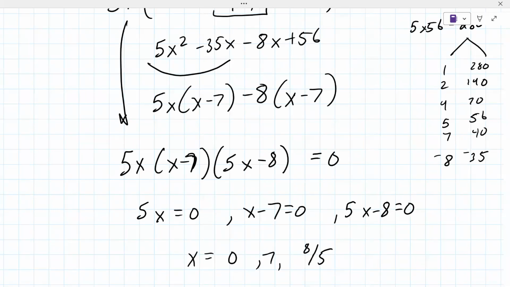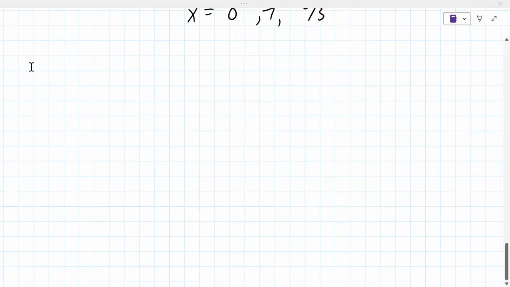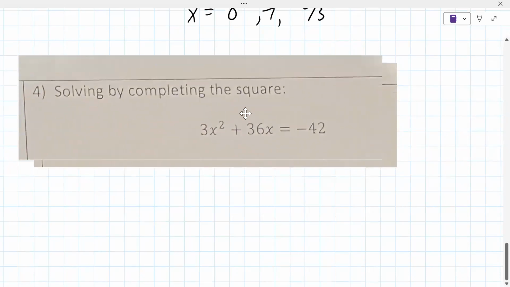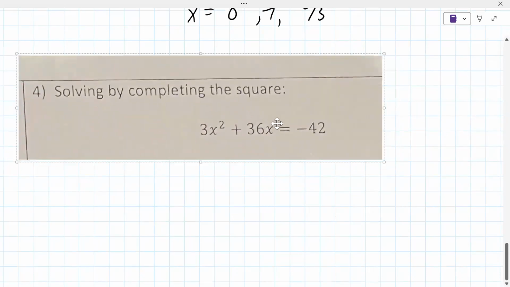Okay, take a deep breath, just like I did, because boy, that's a lot. And then figure out the next one here, which is completing the square. We did a bunch of these the other night. This is not the base case. It's got a number in front of the x squared. They've already moved the constant to the right side. That's important.